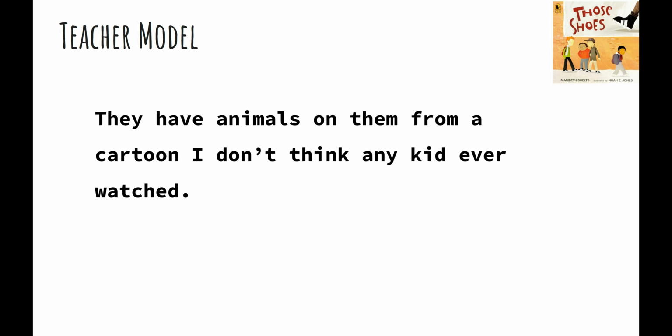And so this is the sentence that I struggled with a word. So watch as I try this strategy. "They have animals on them from... I don't know that word. They have animals on them from some... I don't think any kid ever watched." Okay, so they have to watch this thing. So it has to be a thing and has to do with animals. What can do with animals?